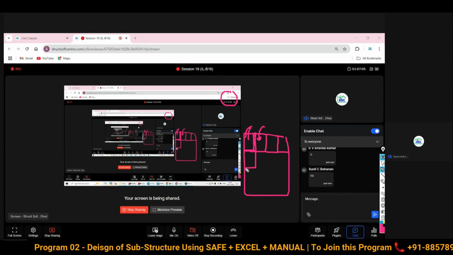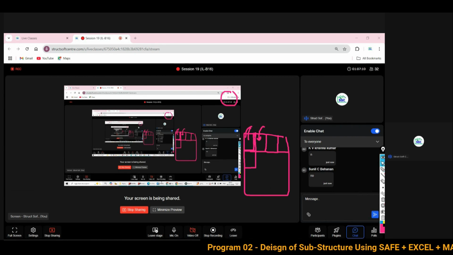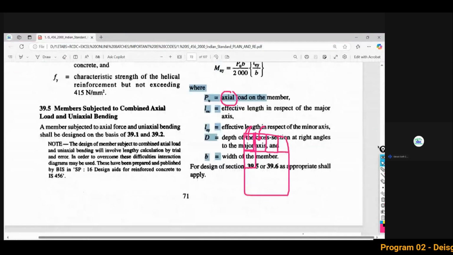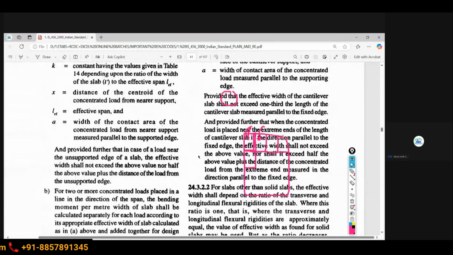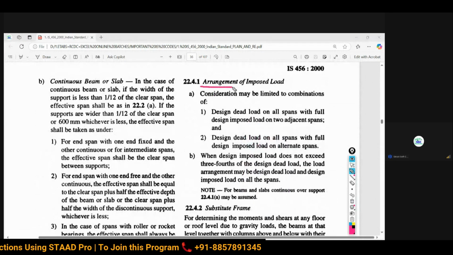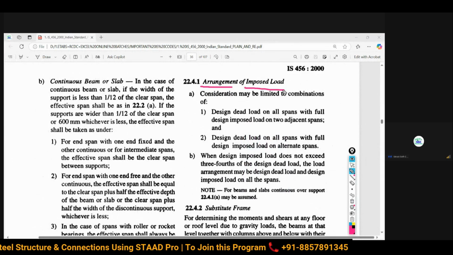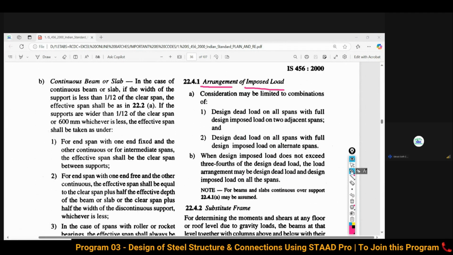Actually, where is the code recommending that reduction? In the clause, as I can tell you, at page number 35. Yes, correct: arrangement of your imposed load. How to consider your imposed load is important to understand. So the code is asking that.